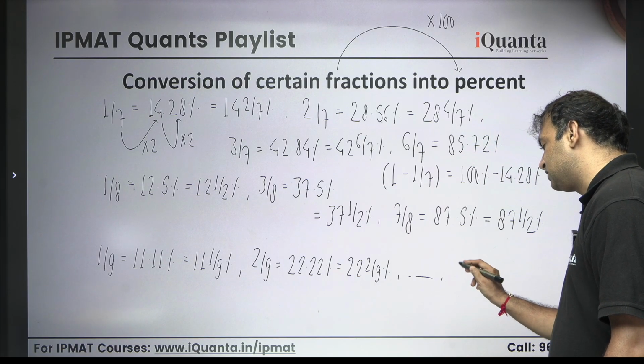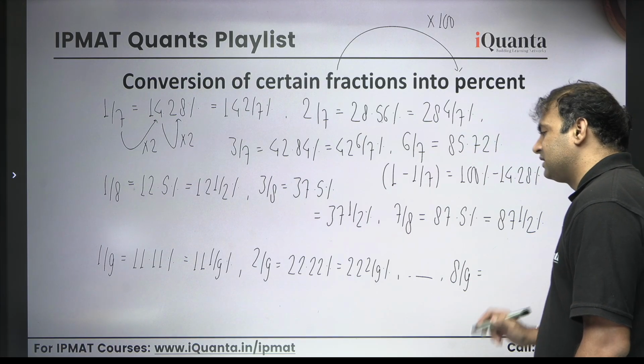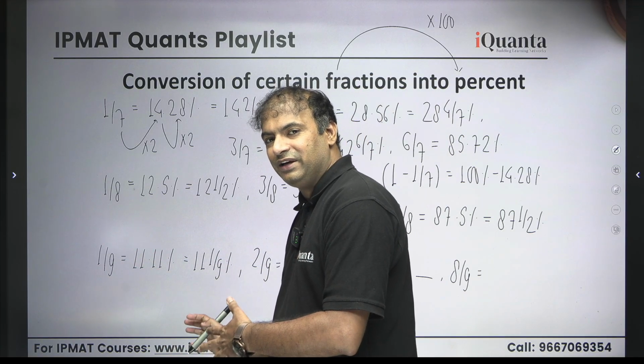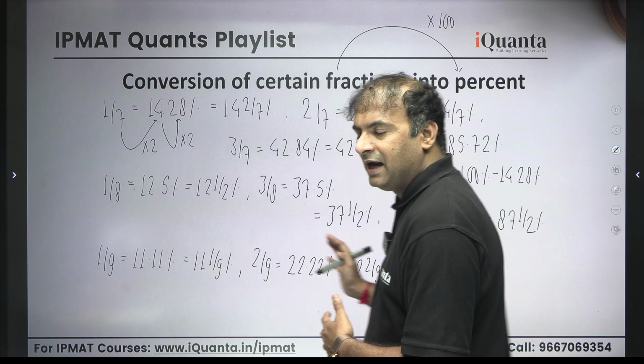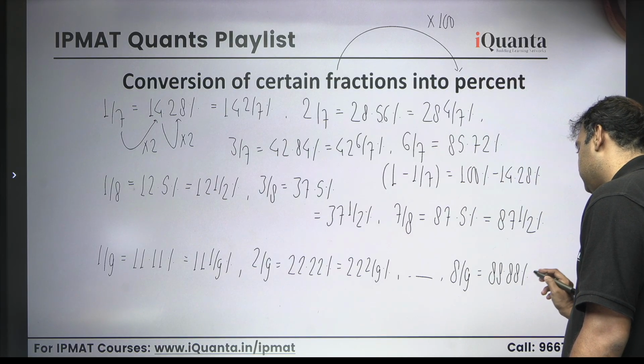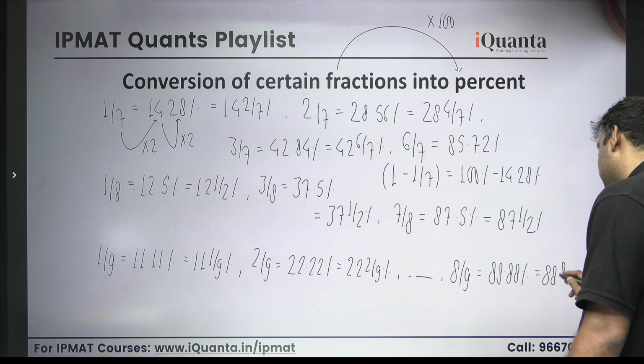Let's write the last one as 8 by 9. So that is 8 times of 1 by 9. That means 8 times of 11.11 as well. So 11.11 into 8 has to be 88.88, right? Which we can also write as 88 and 8 by 9 percentage.